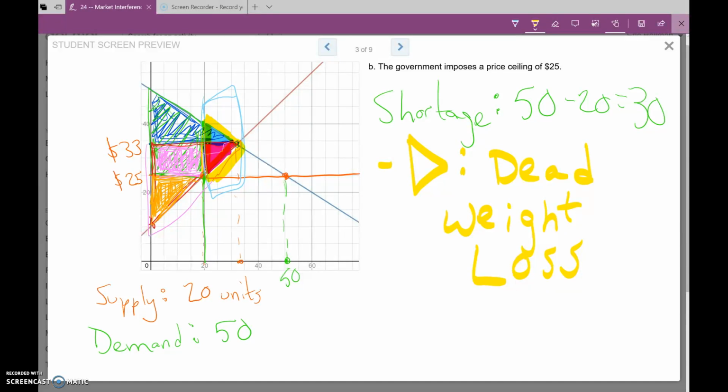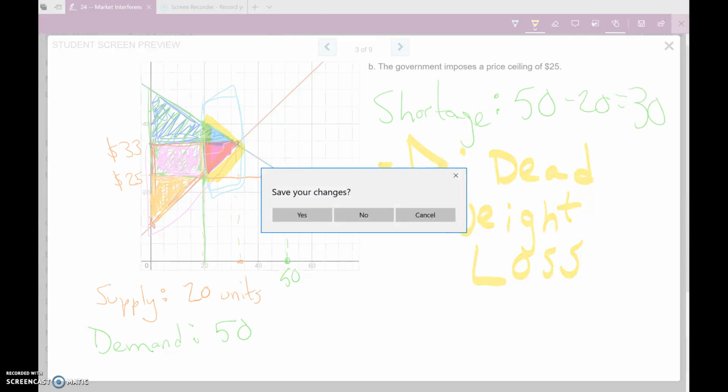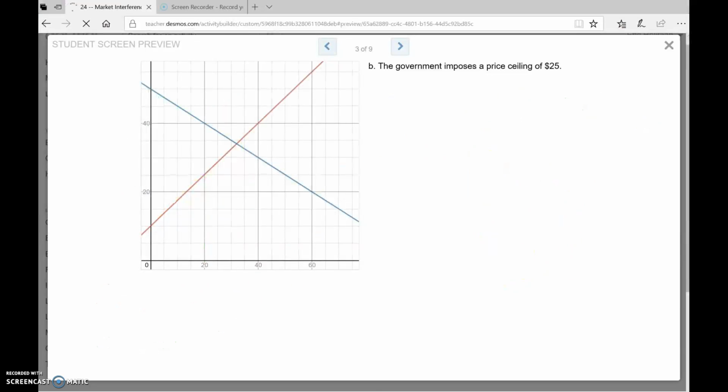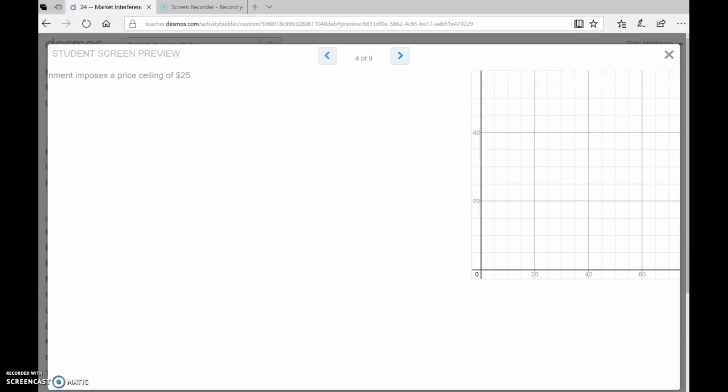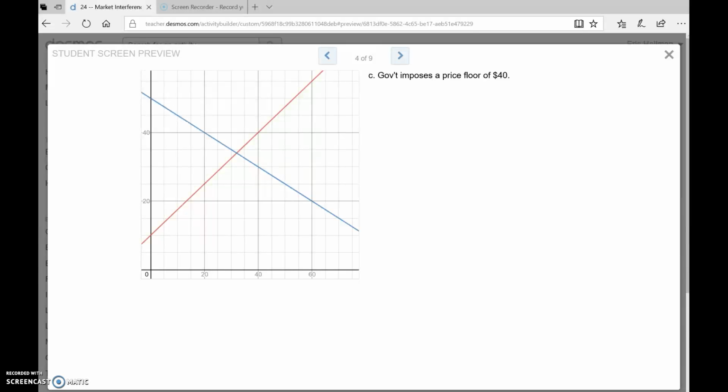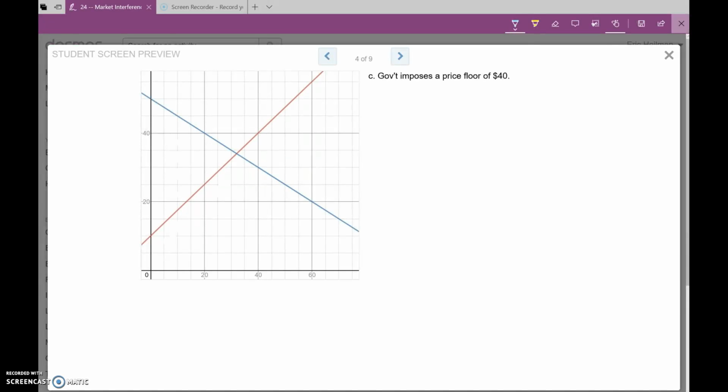Okay, so let's see if we have time to start the next one. Okay, so yeah, I think we have time for this one. So here's our initial equilibrium. The price is $33. And here the government, nope, we're not going to have time for this. I'll start this problem on the next video.